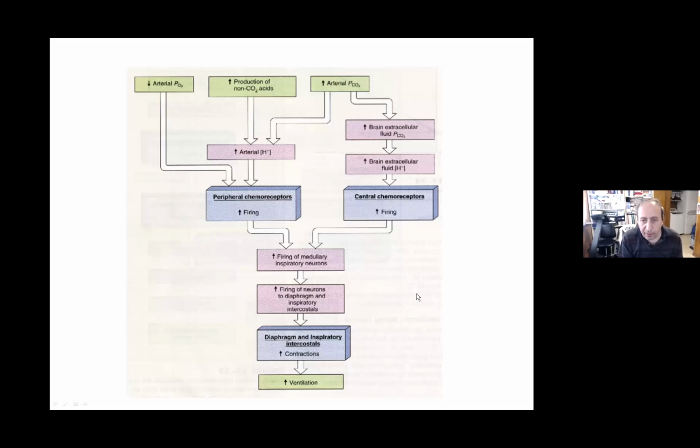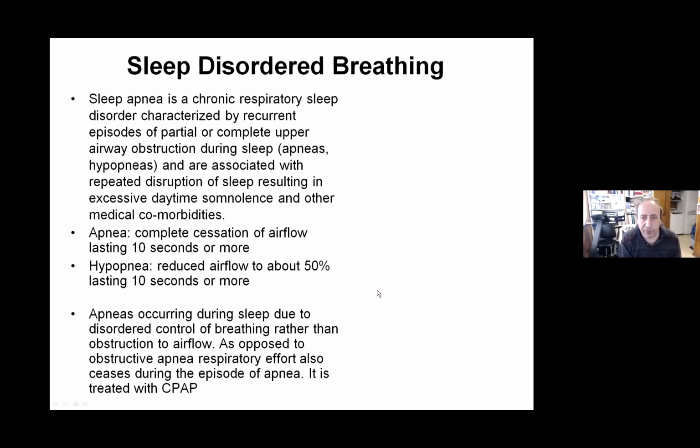This is a schematic that summarizes a little bit the lecture about the different chemoreceptors, peripheral and central. I'll let you review it by yourself. Now, let me move to some diseases related to breathing.